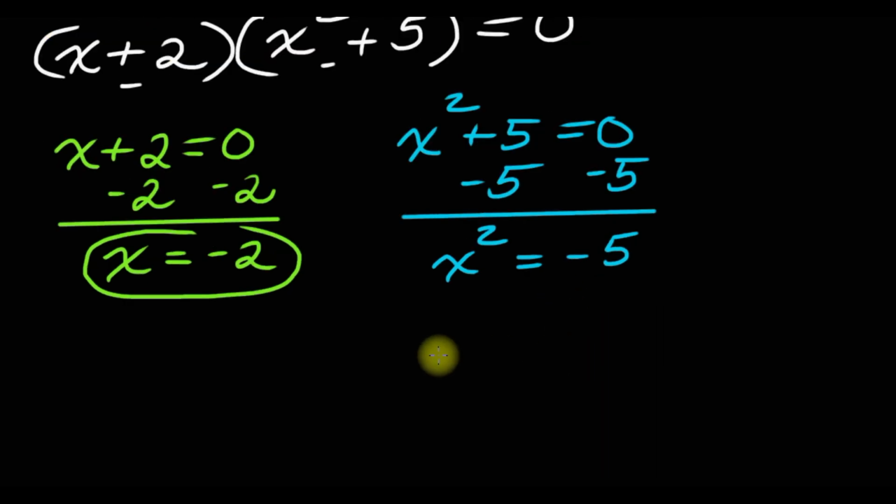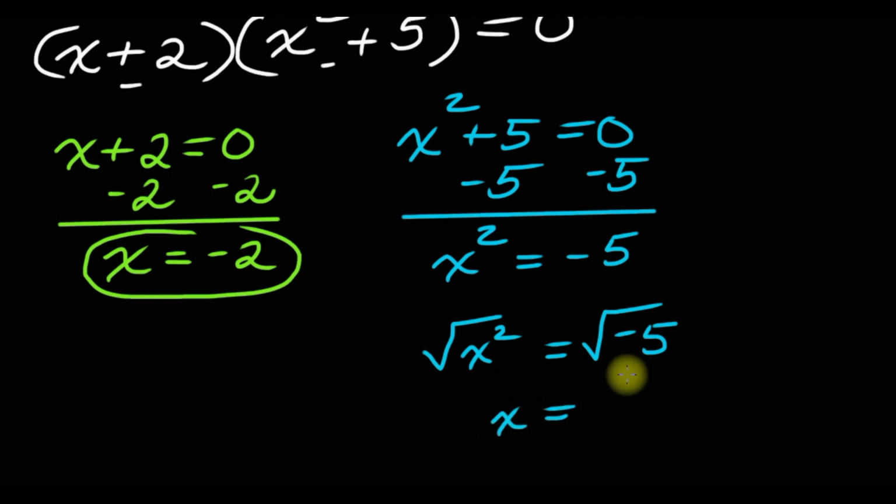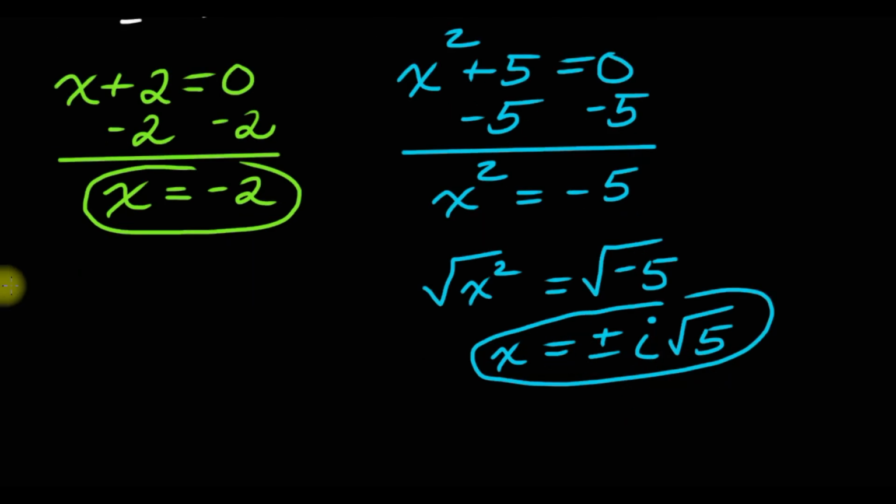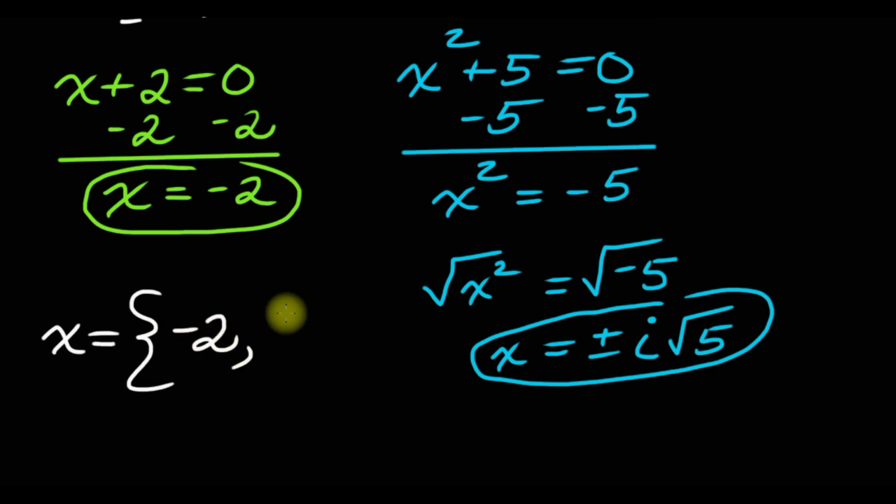To go from x squared to x, you take the square root of it. So square root of x squared and then square root of -5. So this is x, and then simplify here. Equals plus or minus i times square root of 5. So here we have x equals -2 plus or minus i square root of 5.